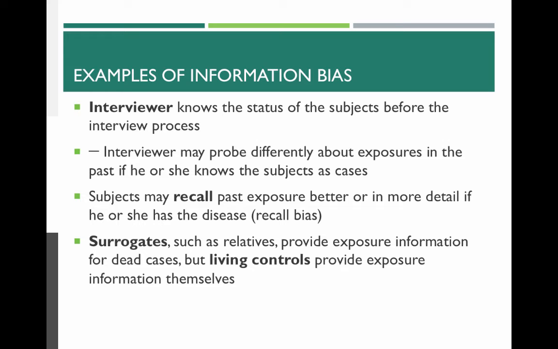Another way is that subjects themselves may recall past exposure better or in more detail if they have a disease. This is something we call recall bias. So sometimes as a patient, if you have a disease, you want an explanation for that disease. So if you participate in a study, you might think carefully and try to recall in great detail all of your past exposures. Sometimes you may even over-remember a little bit because you're seeking an explanation. Whereas a control in a study, somebody without disease, they're not nearly as motivated. So they may participate in the study, but they might not try quite as hard to recall past exposures.